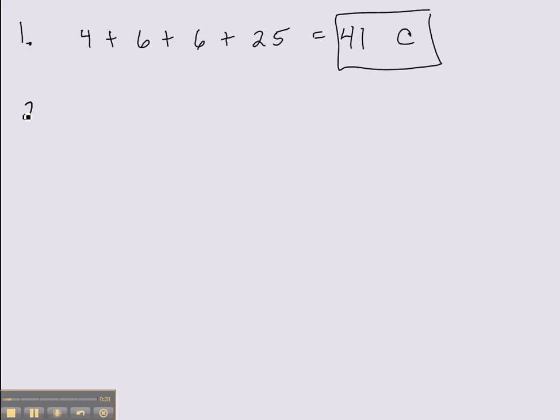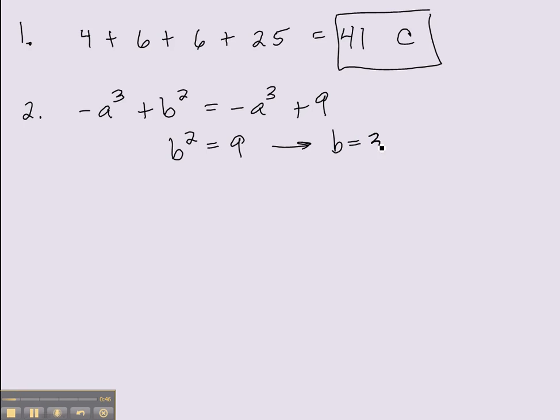Number 2, we're asked to solve for b. It looks like we can add a cubed to both sides. So this means b is equal to 3 or b is equal to negative 3. And b equal to 3 is the correct answer.